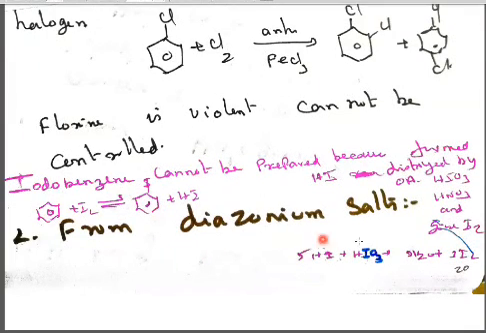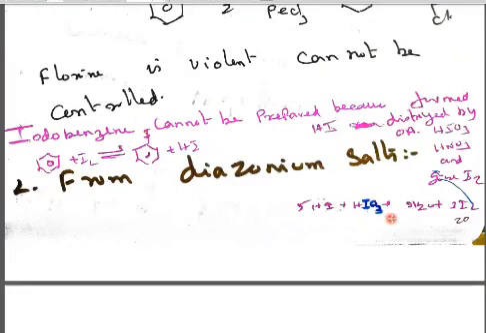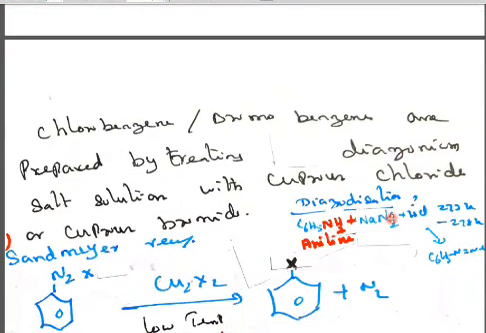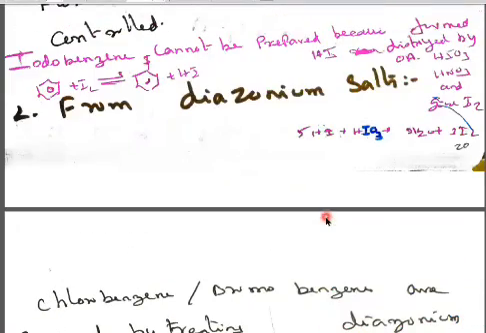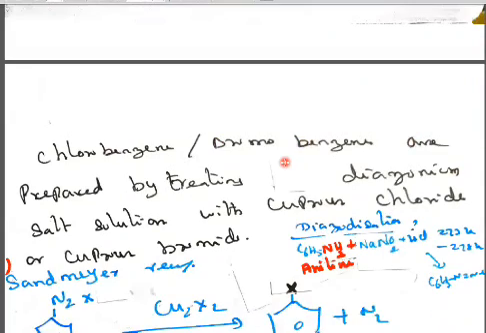And from a diazonium salt. First, I will let you know how to prepare the diazonium salt. Chlorobenzene or bromobenzene are prepared by treating the diazonium salt with cuprous halides, cuprous chloride or cuprous bromide. So first, I will let you know what the term diazotization is.